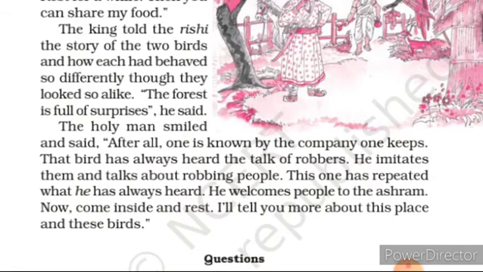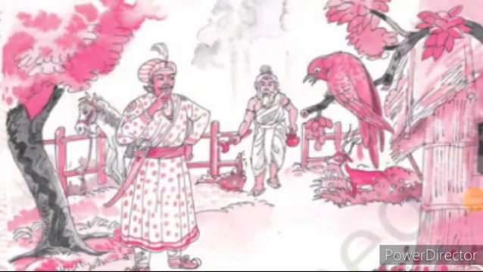Here he represents to the king. The king explained the different behaviors of the two birds who looked alike. He added that the forest was full of such surprises, that the king saw two birds with the same color and the same appearance. One is with the robbers and doing harm to human beings, doing robbery, whereas this second bird, which is living in the ashram, is very helpful to the persons who came to the place.